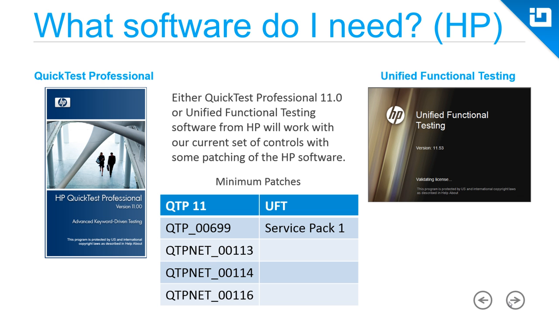With the new and changing technologies, be it the release of new .NET runtimes or the 64-bit architecture, patches for QTP and UFT are required to support our current set of UI controls in all environments. The minimum patches, which are on the slide, are available from HP upon request. There are newer patches for both QTP and UFT, but they are not required to work with Infragistics Test Automation.